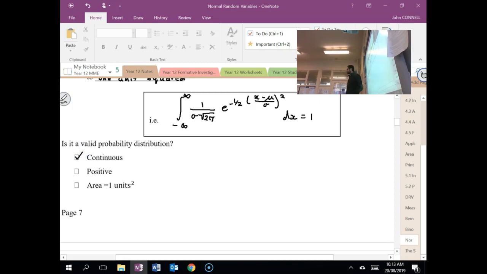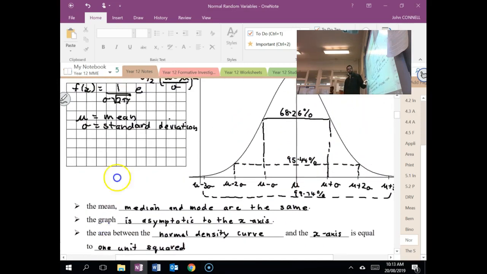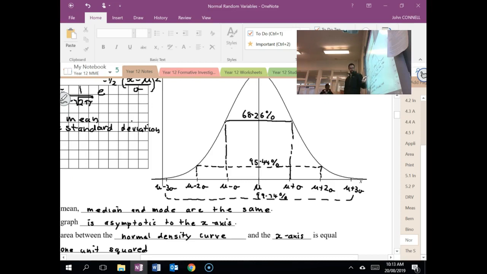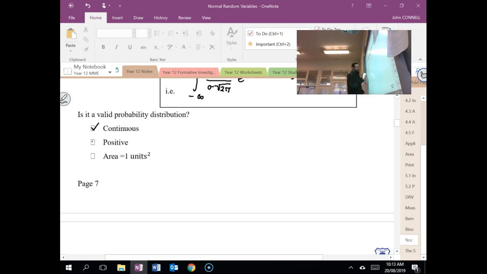Is it positive for all values? We go back up to the graph. If it's asymptotic to the x-axis, then it creeps up to the x-axis, but never goes through the x-axis and crosses over. So yes, it is always positive, and we've already said that the area is 1. So yes, it satisfies these 3 conditions for a continuous probability density function.